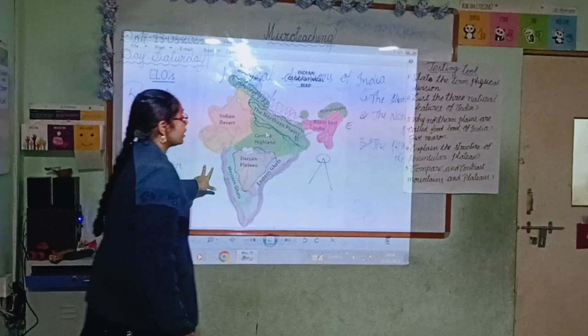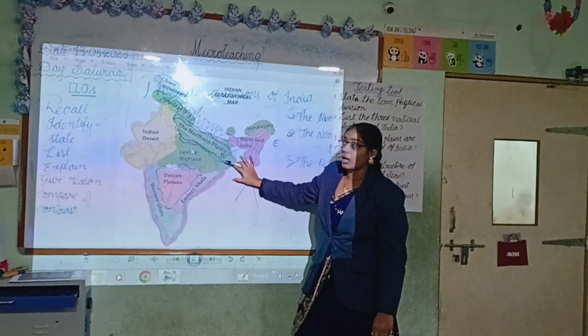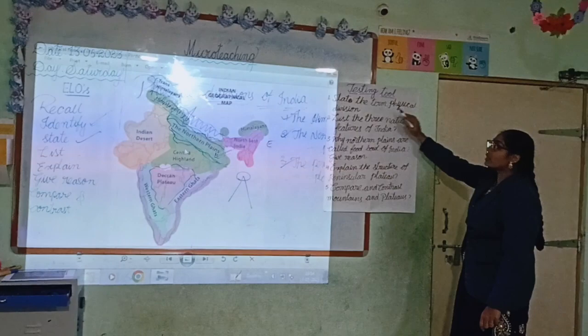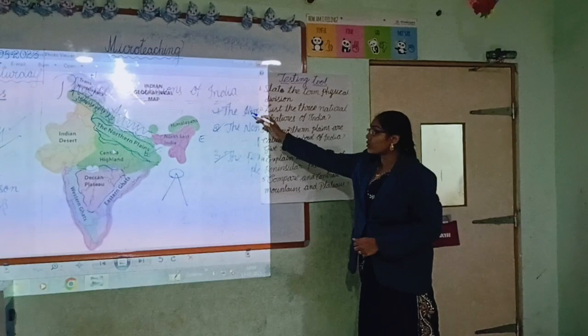Now let us go to the evaluation chart. Identify whether it is a physical map or a political map. Next, state. What is state? State the term physical division. You have to write the meaning of physical division. Next, list. List out the three natural features of India.